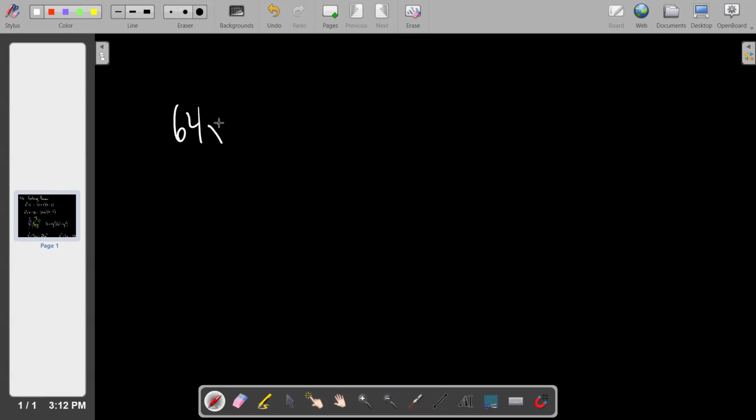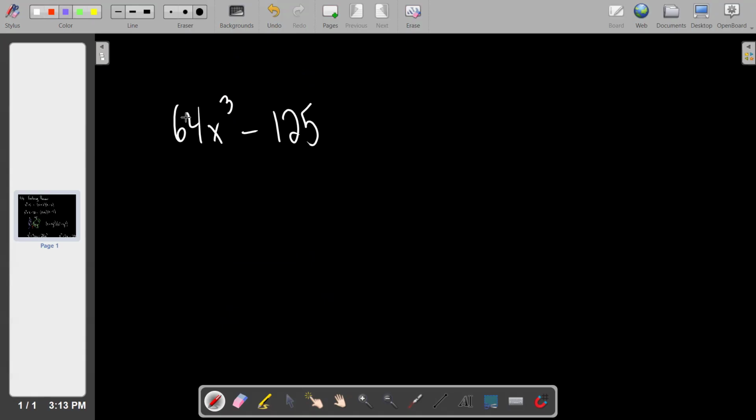64 x cubed. No, we can't because 67 is not a cube, but nice try. Minus 100. Again, the fact that it's a minus is not what I'm interested in. What I'm interested in are these cubes. And the answer is yes.